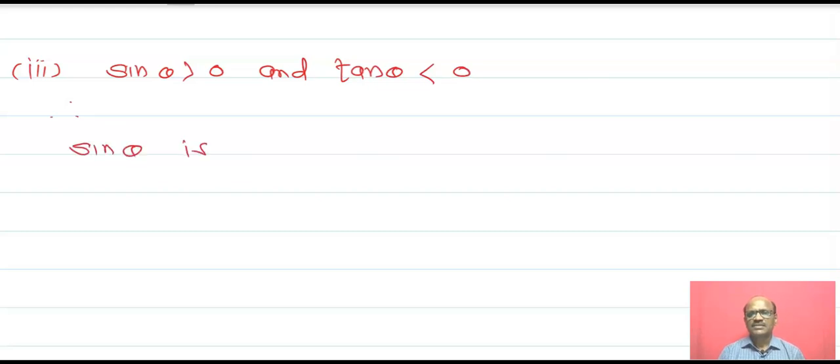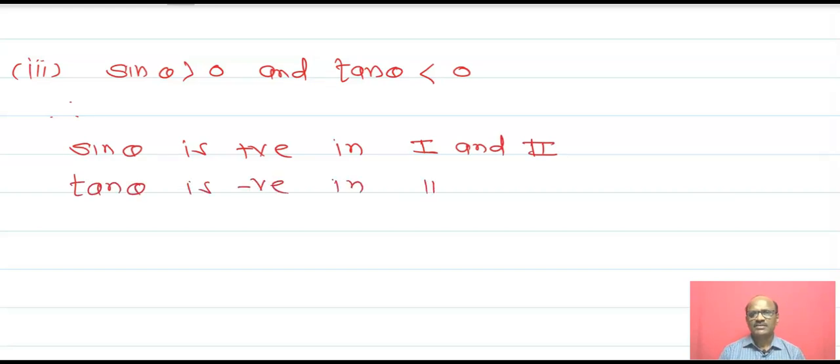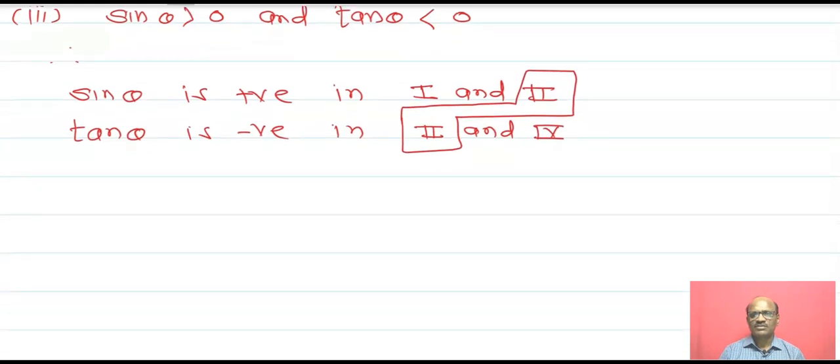Next is third one. Sin theta positive and tan theta is negative. Now sin theta is positive in first and second. Tan theta is negative in second and fourth. Now which is common? Second quadrant is common, and that's why the answer is second quadrant.